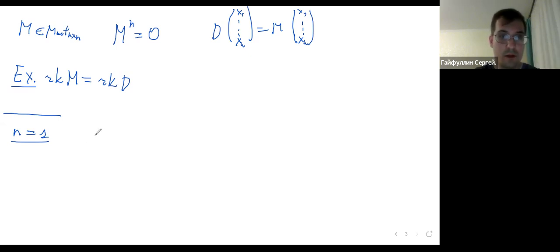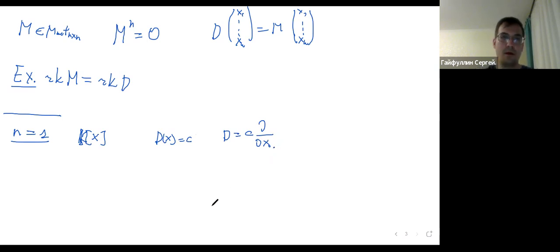For each locally nilpotent derivation, we have just one variable x, and it is easy to see that D(x) is equal to some constant. So our derivation is just this constant multiplied by the partial derivation. And of course, these derivations have rank 1. All nonzero derivations have rank 1.